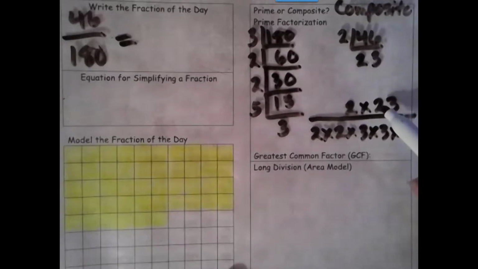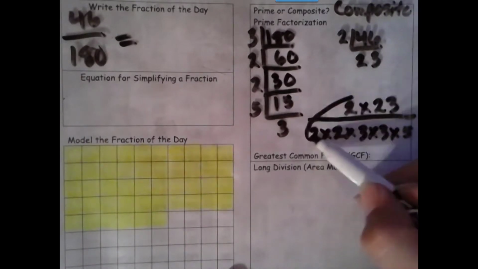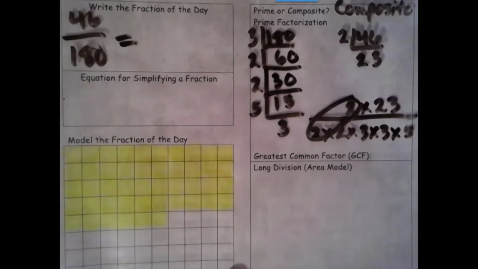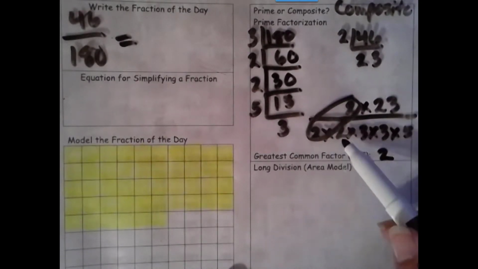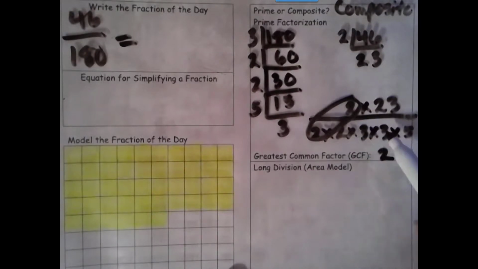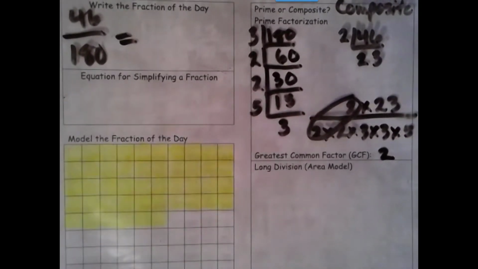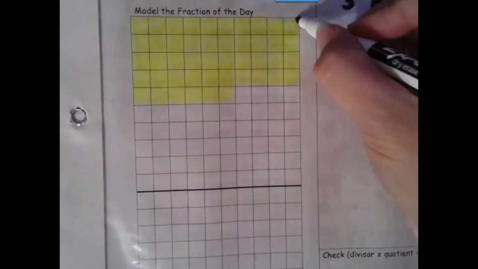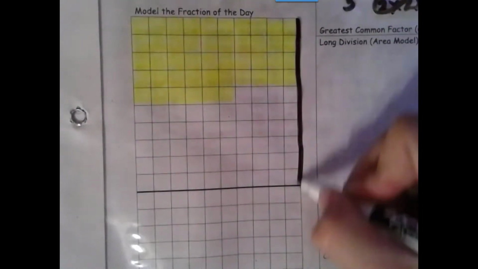So remember, we're not looking at the separate digits, we're looking at the factors. So the number 23 is a factor. What do we have in common? Just 2. So that's our greatest common factor. So we have 23 in the numerator. 2 times 3 is 6, times 3 is 18, times 5 is 90. So 23/90ths. Let's go ahead and do our groups of 2, prove it in our model.